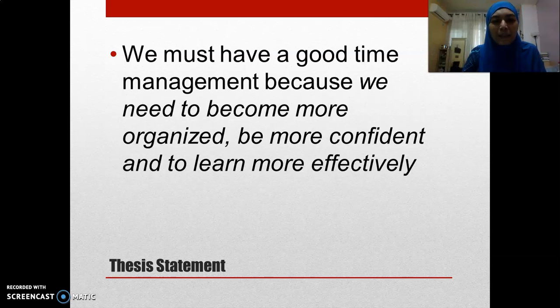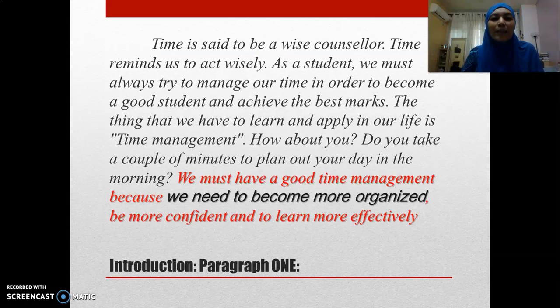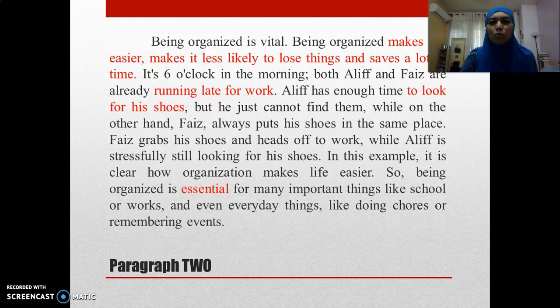From the thesis statement, we have to write an introduction. So this is an introduction. I've taught you earlier, so your introduction should have your thesis statement. If you can see here, the last sentence is my thesis statement. Next, we go to paragraph 2. Now, paragraph 2 talks about the first point that you have given in your thesis statement.